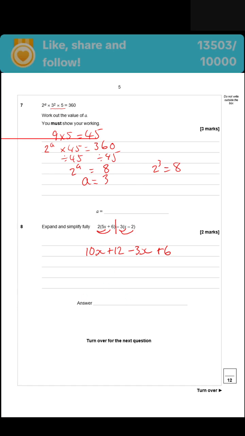So what we do now is look at the x's first. We've got 10x, negative 3x, 10 take away 3 gives you 7. So we've got 7x. Then we've got 12 plus 6, that gives you 18. So our final answer is 7x plus 18.